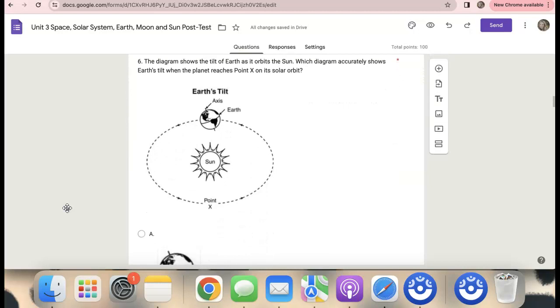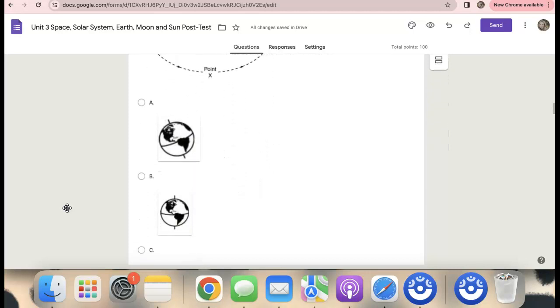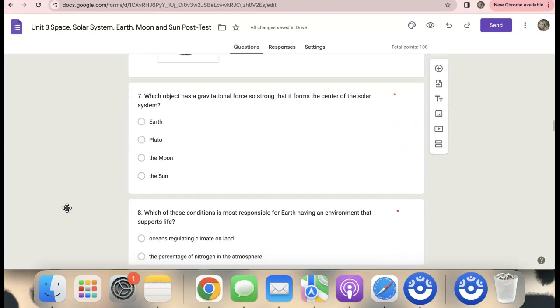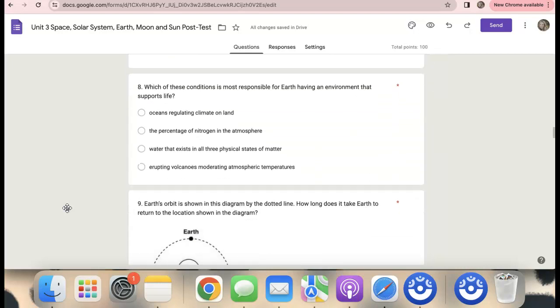Number 6. The diagram shows the tilt of Earth as it orbits the Sun. Which diagram accurately shows Earth's tilt when the planet reaches point X on its solar orbit? Number 7. Which object has a gravitational force so strong that it forms the center of the solar system? Earth, Pluto, the Moon, the Sun.